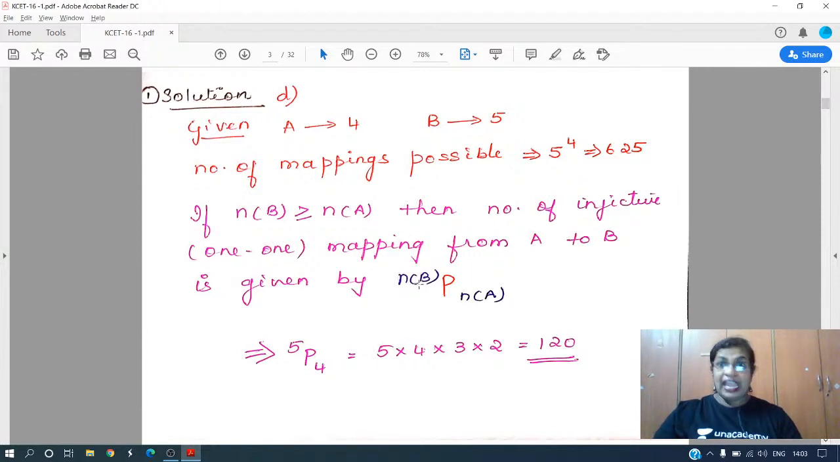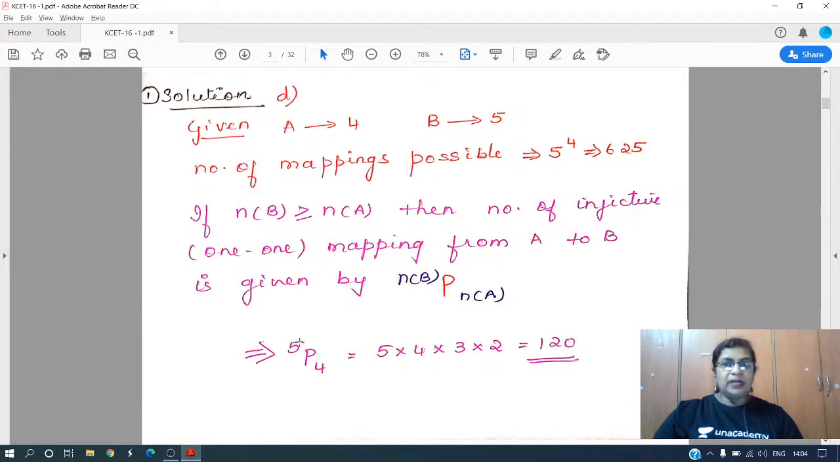N of B. N stands for number. So the number of elements in the set B. P stands for permutations, times the number of elements in the set A. So what is your answer? Your answer is 5P4. So how to evaluate this permutation?